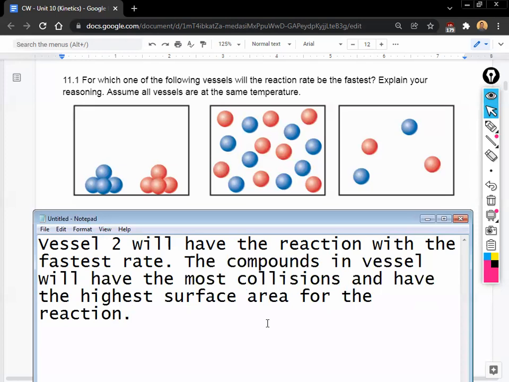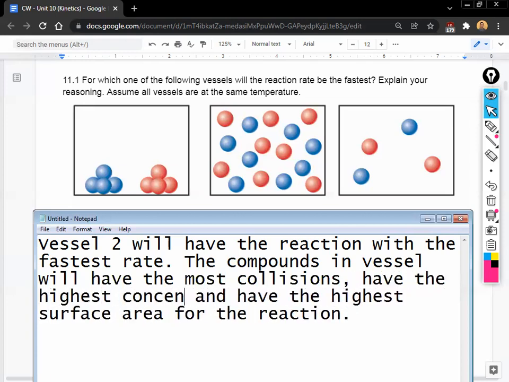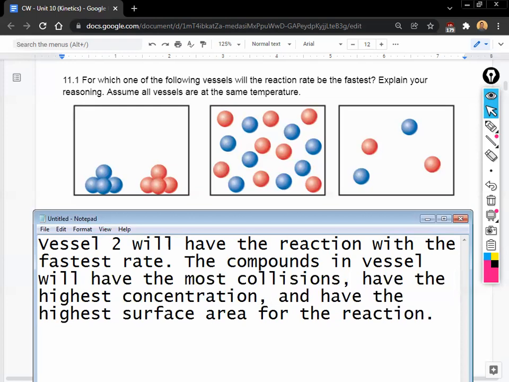That's it. Because if you look at it, even if we measured it, there would be the most surface area here because it would get the area of all the little circles. We can also talk about the concentration. We'll have the most collisions, the highest concentration, and have the highest surface area. So those 3 things, okay? The key things that you want to mention are the collisions, the concentration, and the surface area. As long as you got those 3 things in there, you're good. And I would say if you just have concentration and surface area, you're chilling.